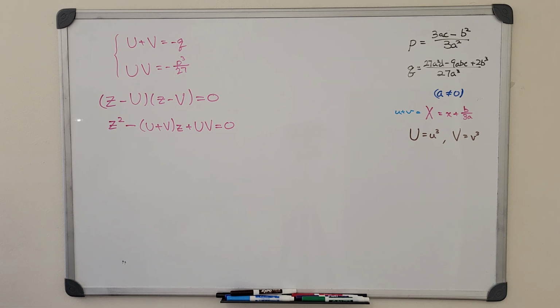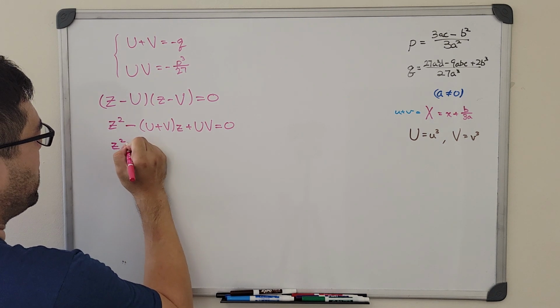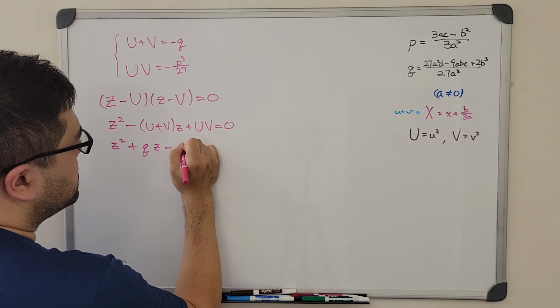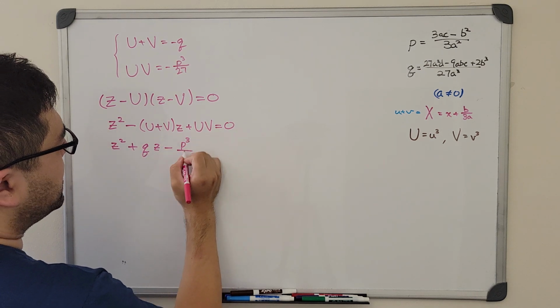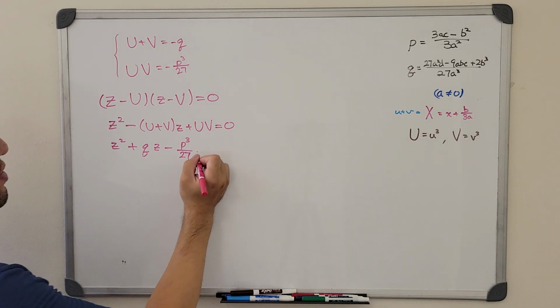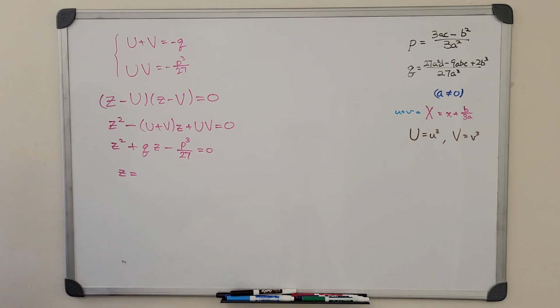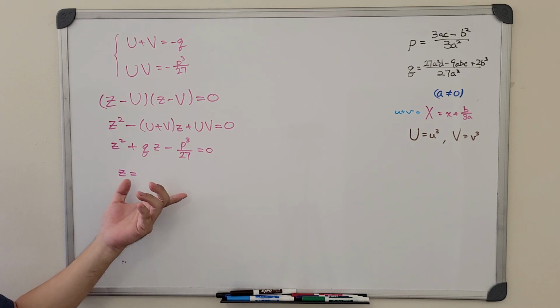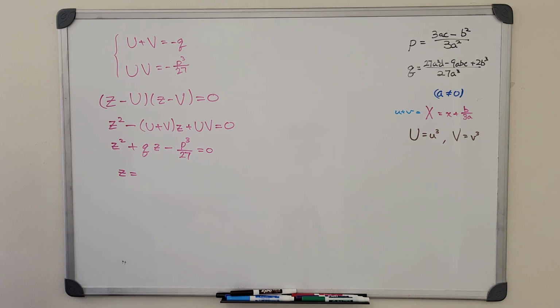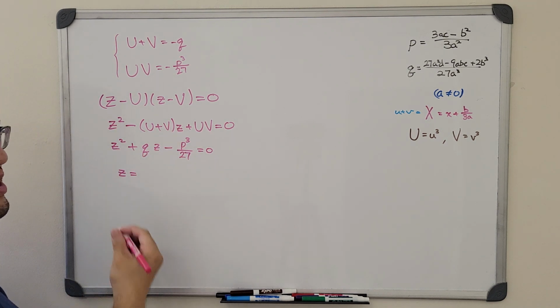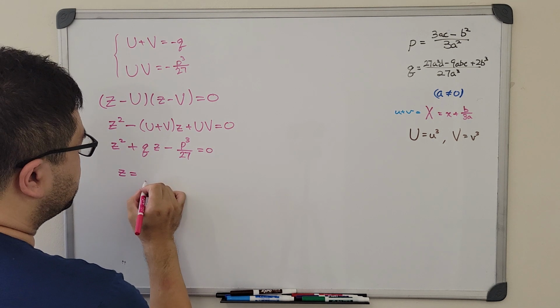So what does that mean? It means that now we get the following. We have z squared plus qz minus p cubed over 27 is equal to 0. So solving for z is equivalent to solving for capital U and capital V at the same time. So now we just need to use the quadratic formula to help us.